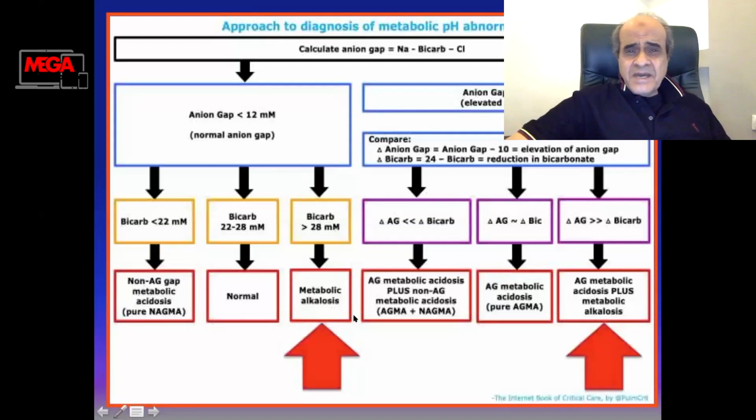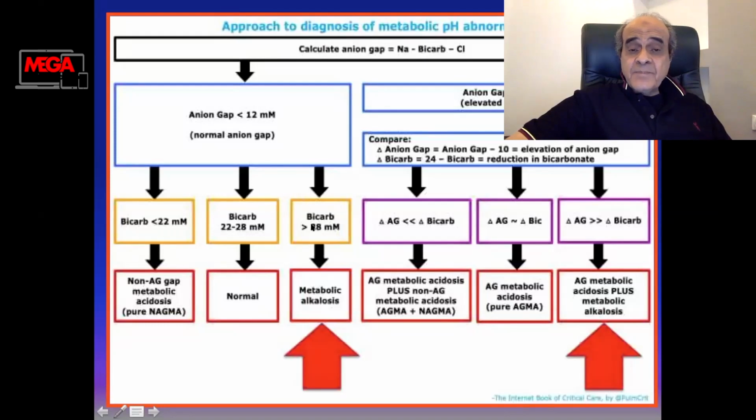This is a simple diagram showing you how to diagnose metabolic alkalosis or metabolic pH abnormalities. Calculate the anion gap for any patient you have: sodium minus bicarbonate and chloride. If it is less than 12 millimole, this is a normal anion gap. If bicarb is less than 22, this is a non-anion gap metabolic acidosis, pure non-anion gap. If bicarb is from 22 to 28 millimole, this is a normal anion gap.